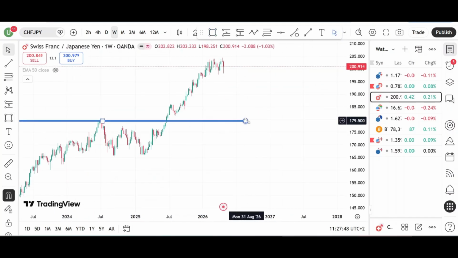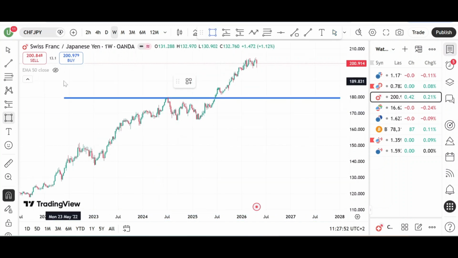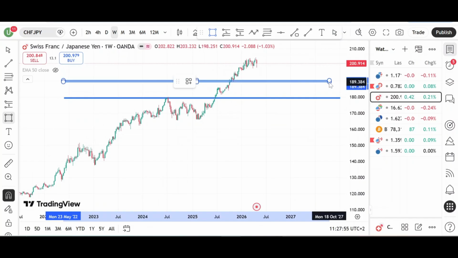Okay, guys, it's raining heavily outside. Outside it's raining heavily, as you can see.